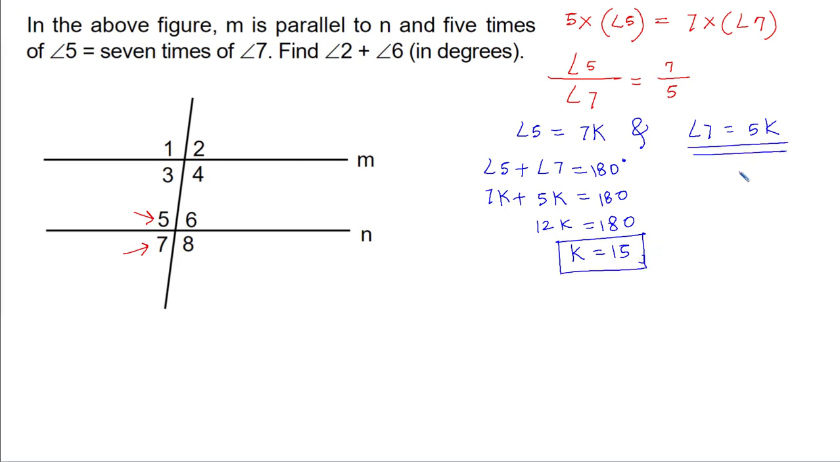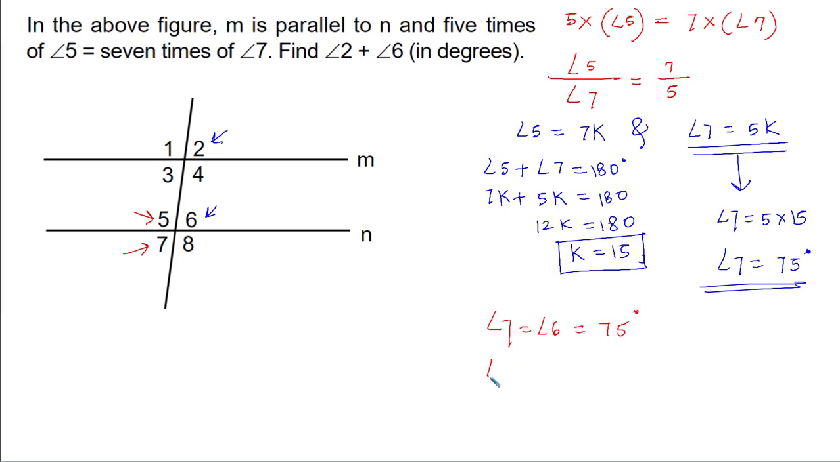So from this we can say that angle 7 is going to be 5 into 15. That is equal to how much? Angle 7 is going to be 75 degrees. Okay everyone, we are supposed to find angle 2 plus angle 6. So now can we say that angle 7 is equal to angle 6? That is equal to 75 degrees. And why are they equal? Because of opposite angles. And because of corresponding angles we can say that angle 6 is equal to angle 2.